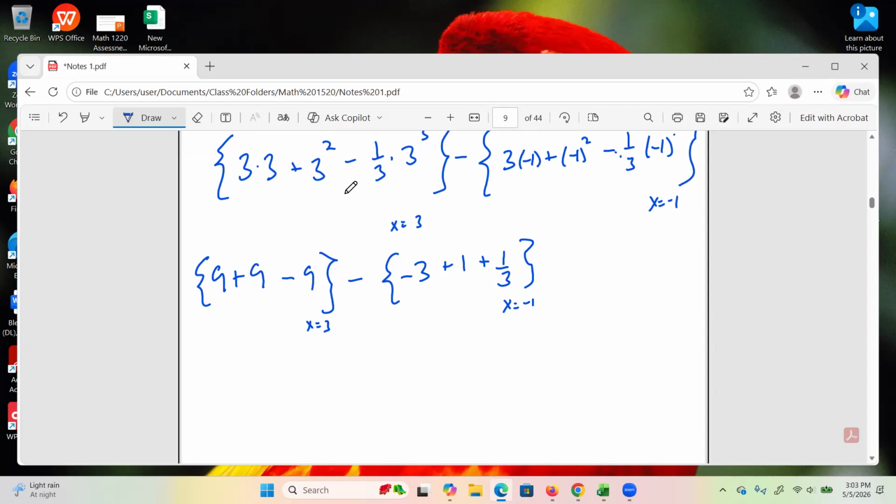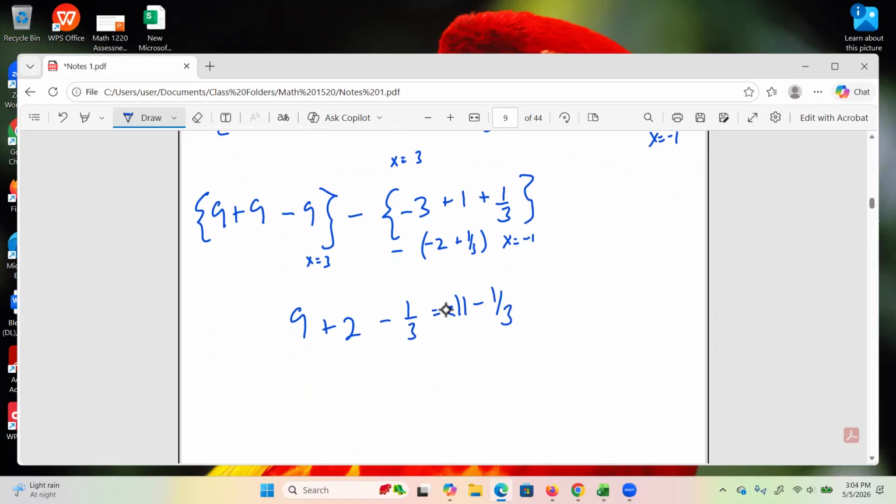Now we just have to start simplifying some of this stuff. So 9 plus 9 minus 9, we're going to get 9. Okay. And then here we have -3 plus 1. That's going to give us -2 plus 1/3. All right. And there's a negative sign in front of this thing. So negative times negative is positive. So we add plus 2 here, minus 1/3. So it looks like we have 11 minus 1/3. So let's go ahead and see what that is. We'll go ahead and get a common denominator. So we have 33 over 3 minus 1 over 3.